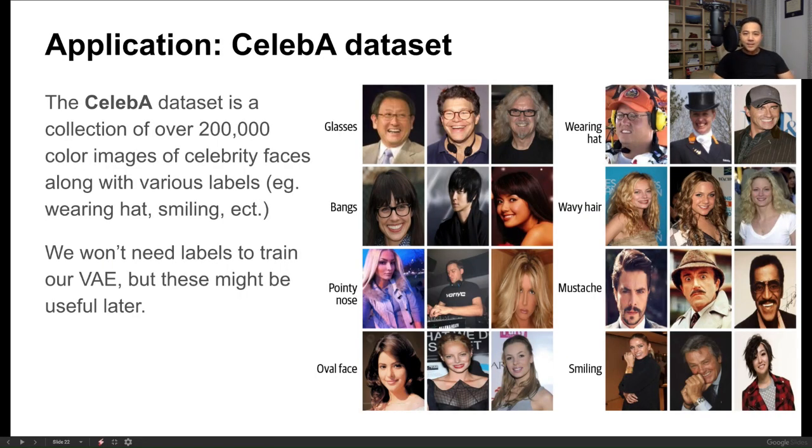All right, application. We're going to use a very interesting dataset called the CelebA dataset. This is a collection of over 200,000 color images of celebrity faces, along with various labels like wearing a hat and smiling. I know we're talking about unsupervised learning, so we don't really need labels, but we might need them for some other interesting purpose, right?